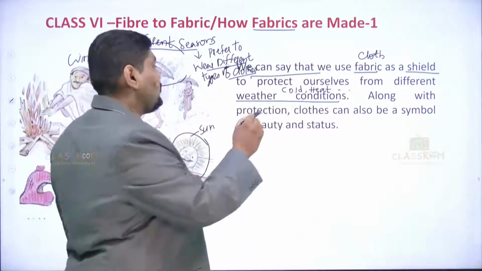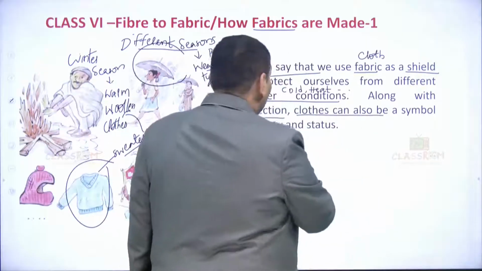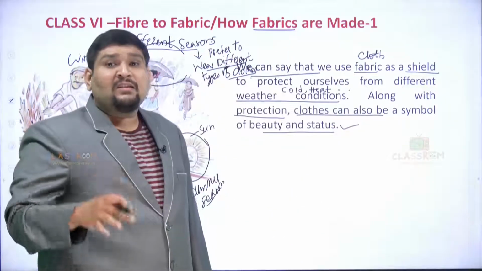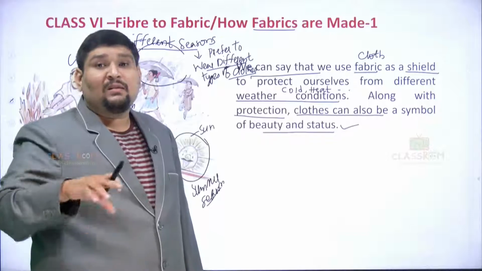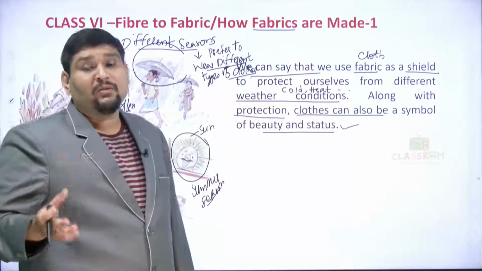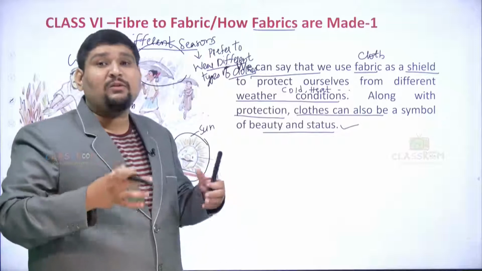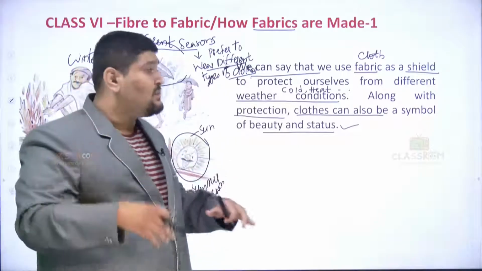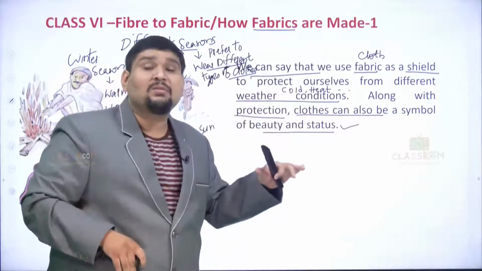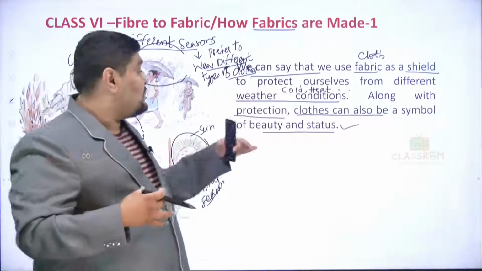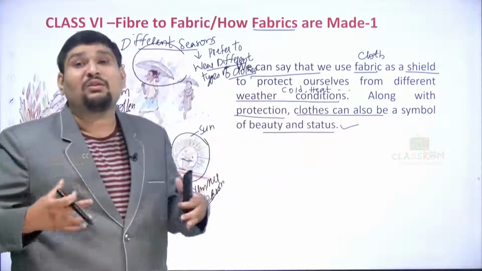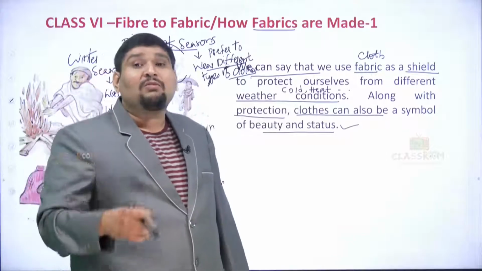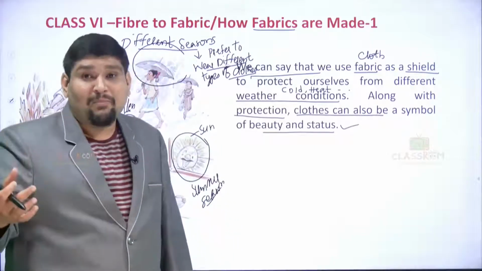So along with protection, clothes can also be a symbol of beauty and status. The clothes you wear are used for two to three different purposes. One way is to protect yourself from the climate, either from cold or from heat. The other way is that the clothes you wear give you attraction and beauty, and show your status. So that is also important here. This is all obtained from fiber which turns into fabric.